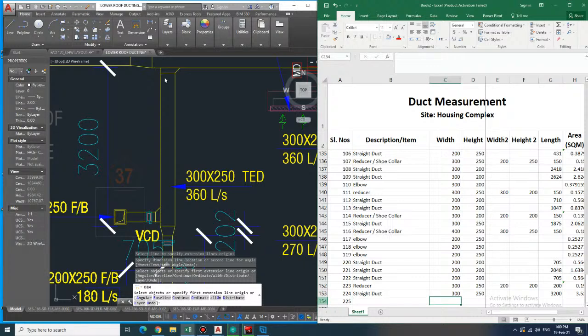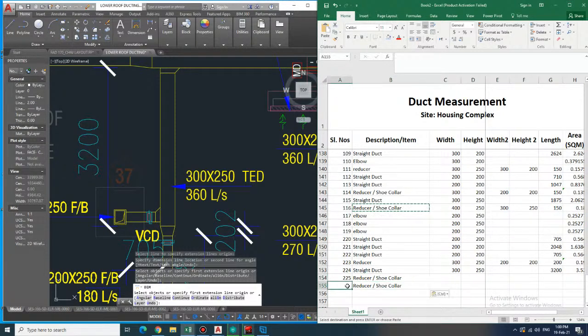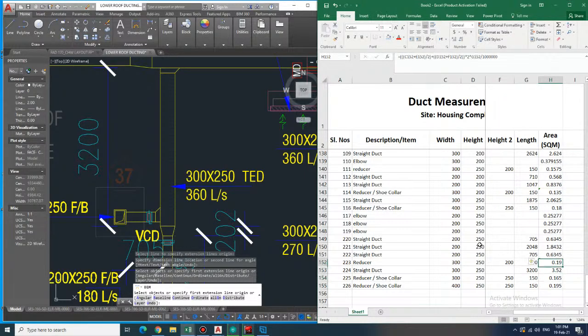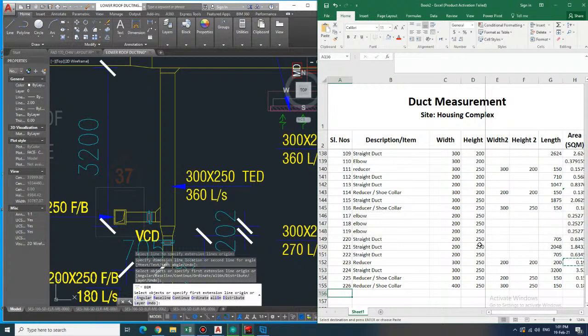One shoe collar here missed, and here is one shoe collar. So we're going to the shoe collar. One size will be, it's not just 200 by 250. This also 250. This also 250. Okay, good. So it will come 300 by 250, 200 by 250, 150. And for this shoe collar size will come 400 by 250, 300 by 250, 150 or 200, whatever. Should we take this equation here? So that's completed.